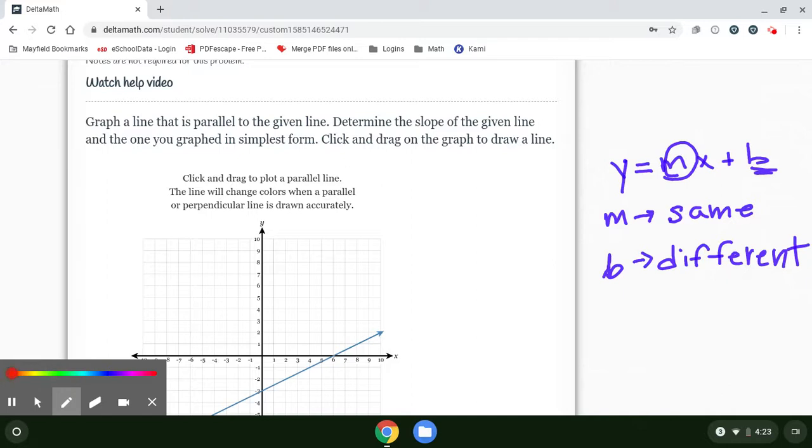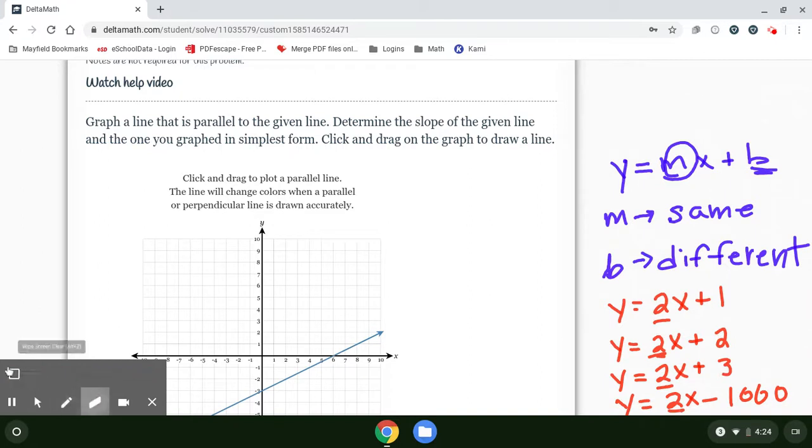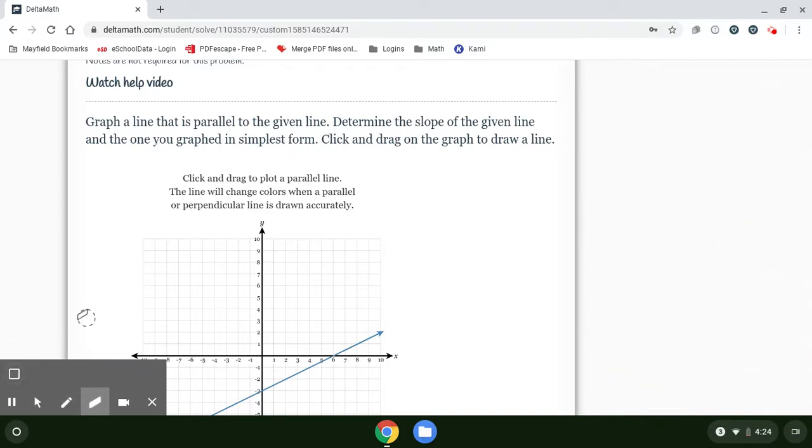So for example, if I have y equals 2x plus 1, with a slope of 2, a parallel line would be y equals 2x plus 2, or y equals 2x plus 3, or y equals 2x minus 1000. It does not matter what b is. The slope, that 2, has to be the same. If they have the same slope, they are parallel. So when we're doing these problems, all we need to focus on is the same slope. And you may not have the same answer as somebody else, but that's okay.